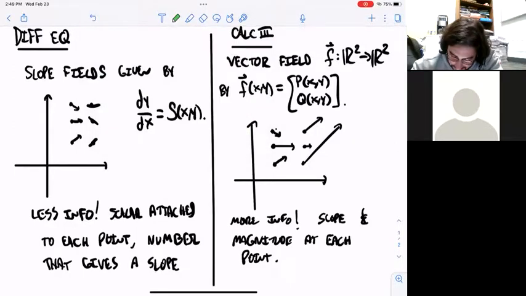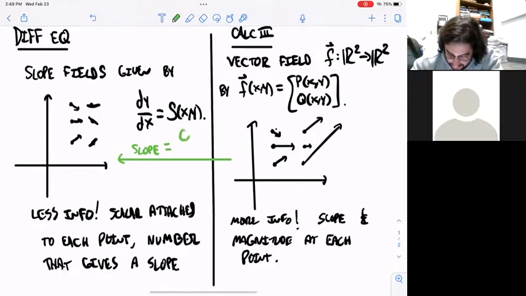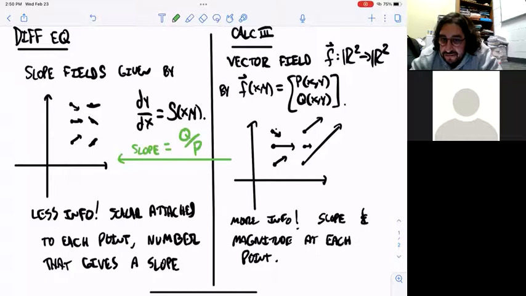So if you wanted to construct a slope field from a vector field, what could you do? Well, you could just do good old rise over run, right? Let the slope be Q over P.